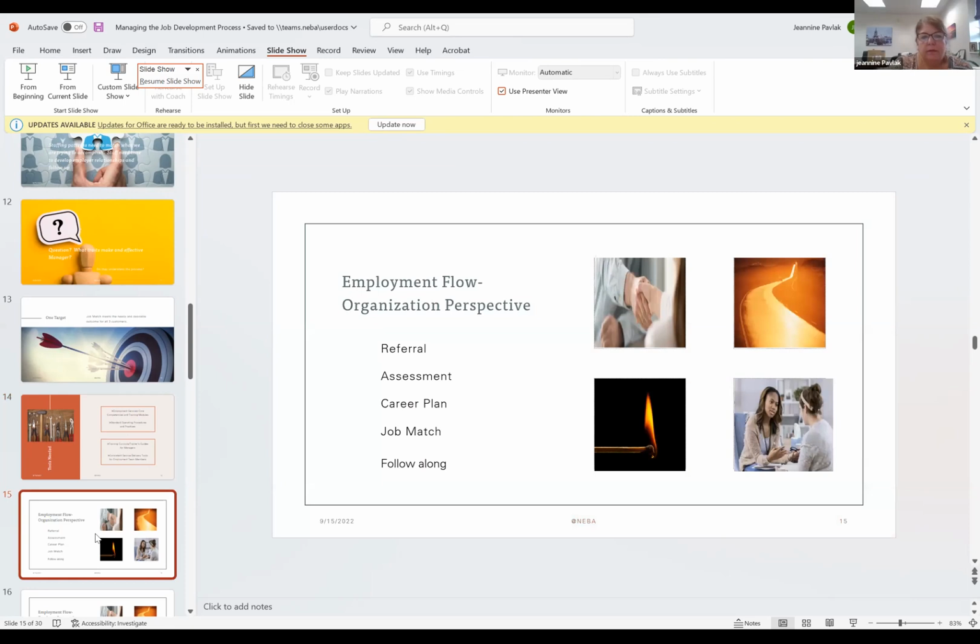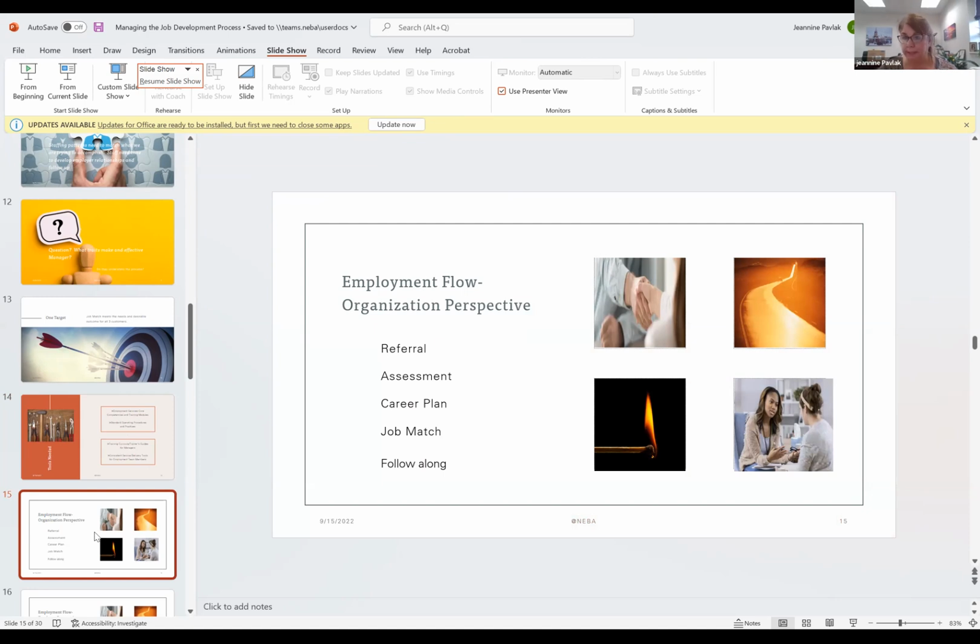Okay, so the employment flow. From an organization's perspective, we get a referral. We're making sure we have the right referral, because oftentimes it just goes to an agency, and some organizations are really big and maybe a referral is made and you're not sure which program they're going to. But from an organization perspective, we get a referral.